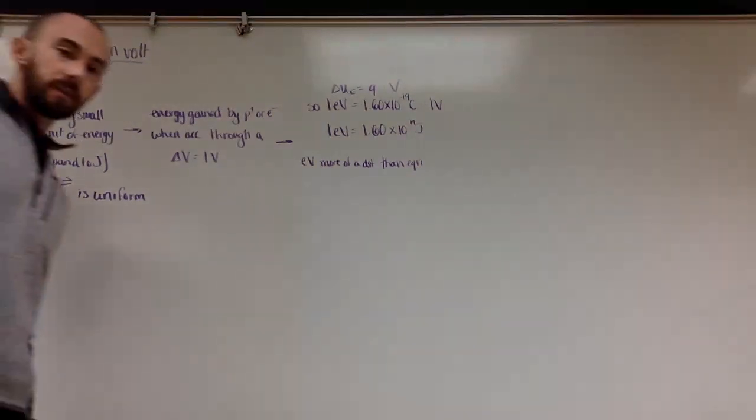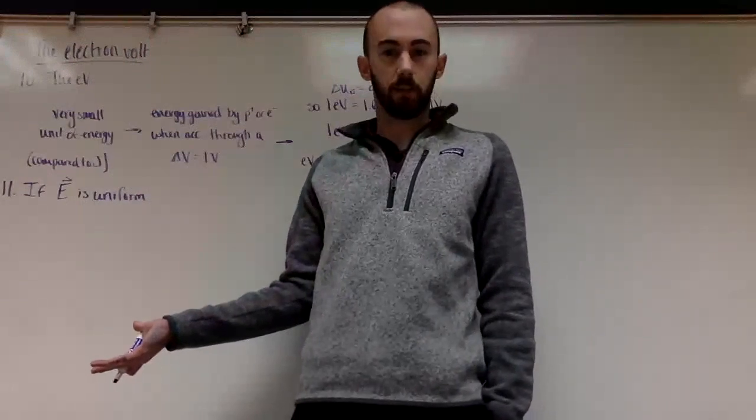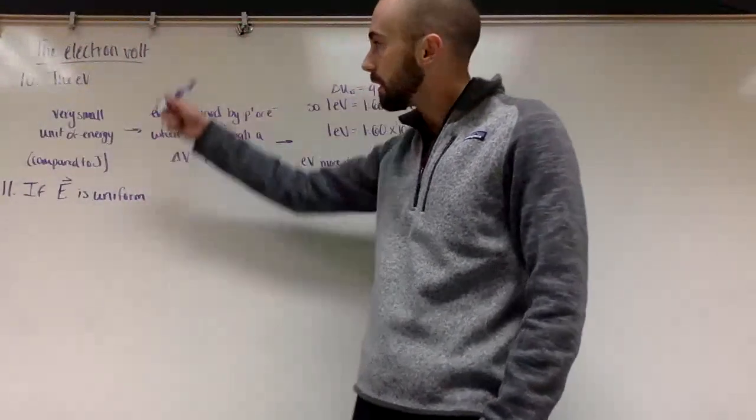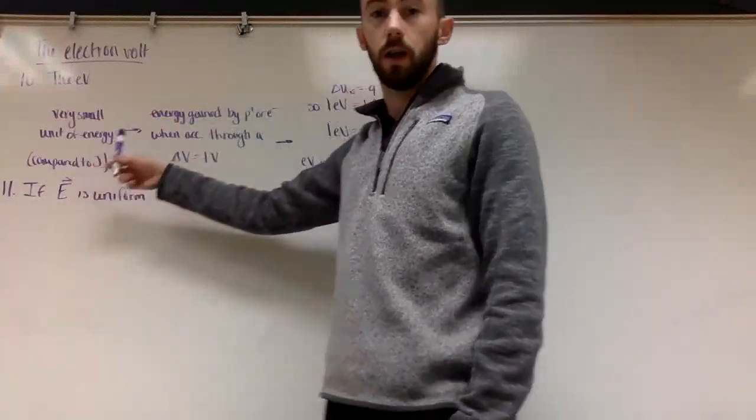All right, our next section is on the electron volt. What is an electron volt? Well, the name actually tells you exactly what it is, but we'll go over how we come up with that. So an electron volt is a very small unit of energy when we compare it to joules.